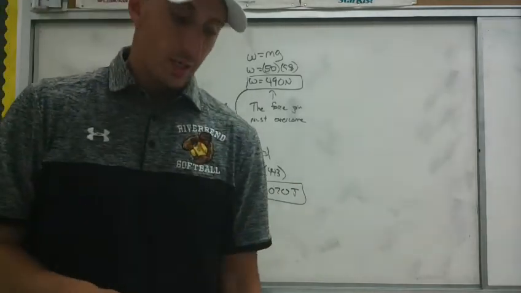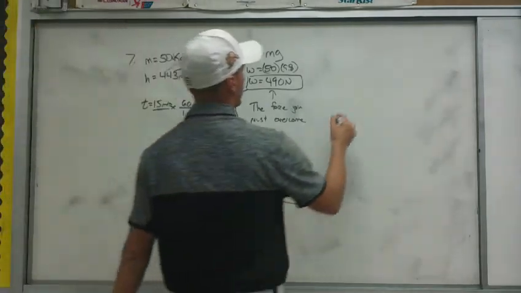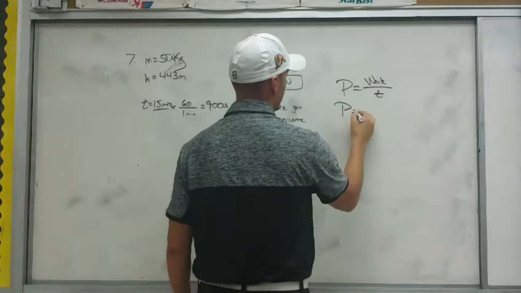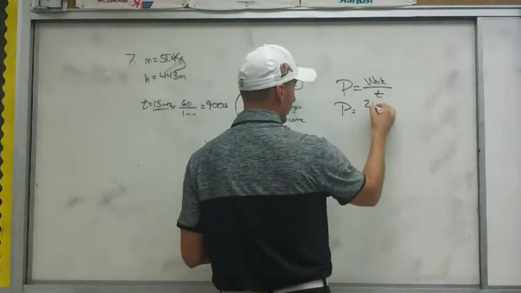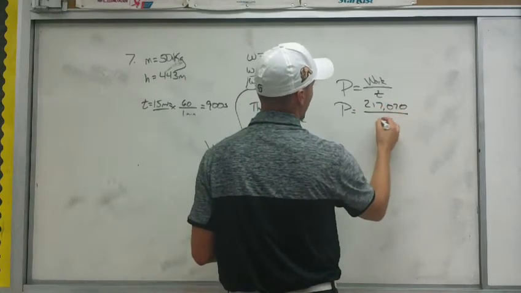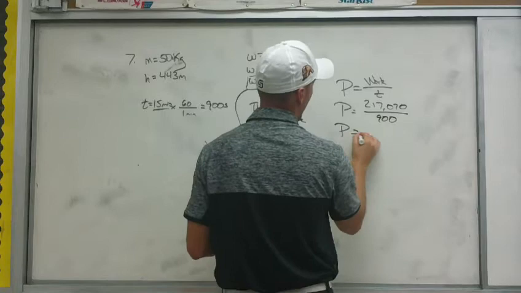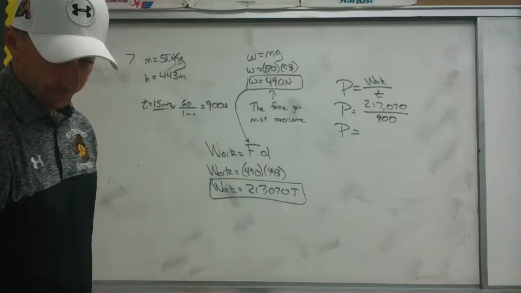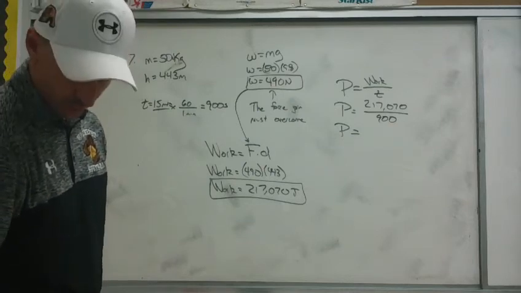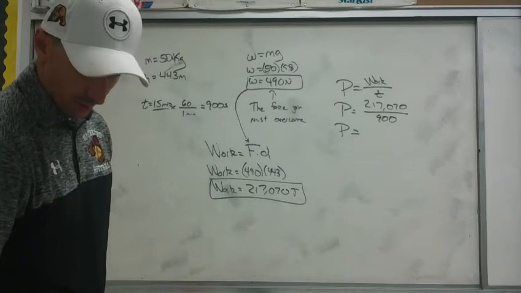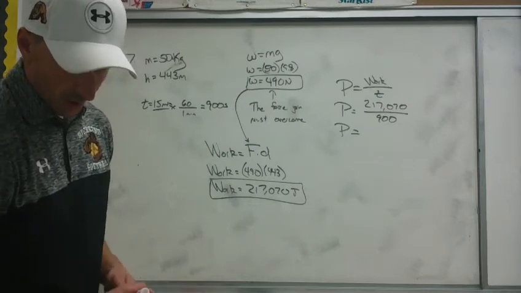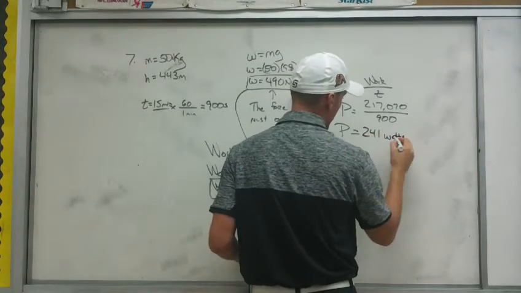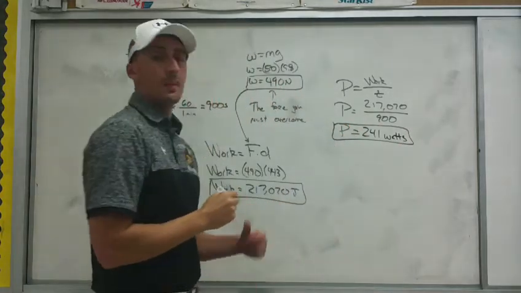Now I can find power. Power is how much work you do in a unit of time. So power is simply the work I've calculated, 217,070, divided by the time, which had to be in seconds, which is 900. Power is equal to 217,070 divided by 900. 241 watts. So you generate 240 watts by running up those stairs.